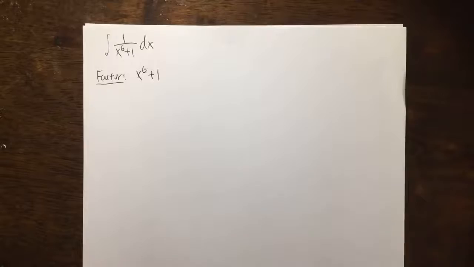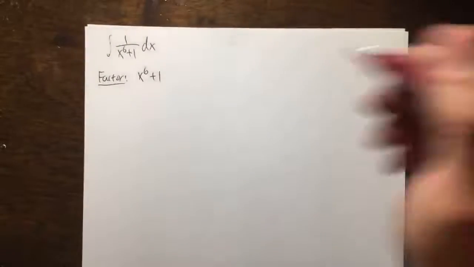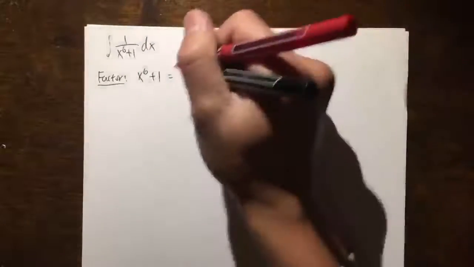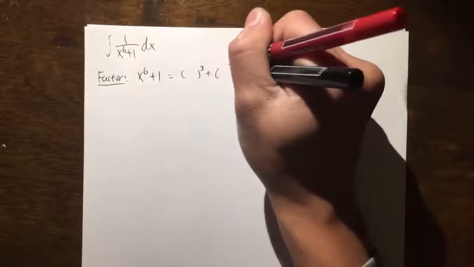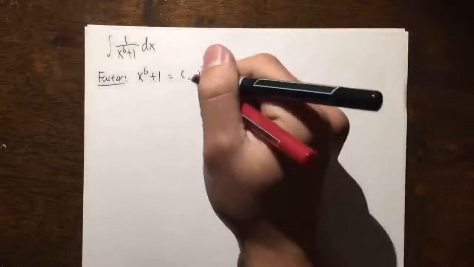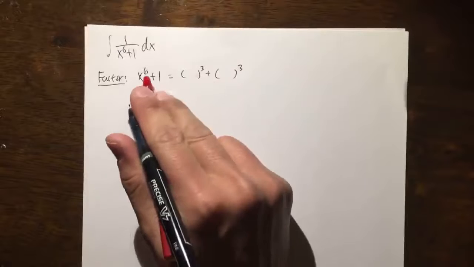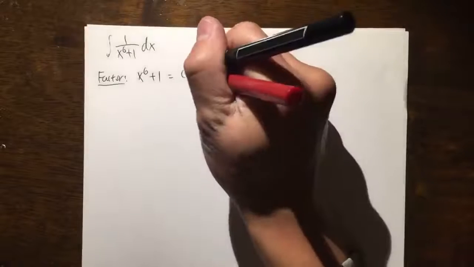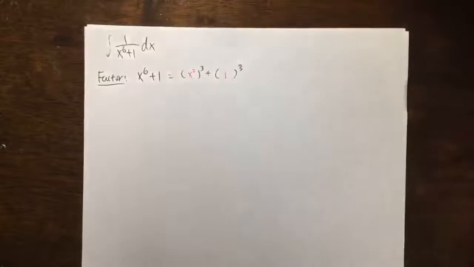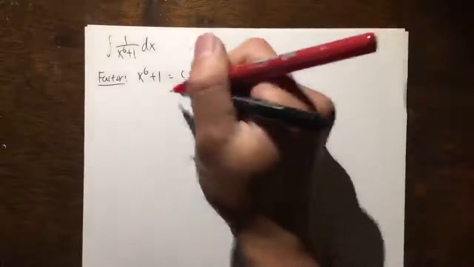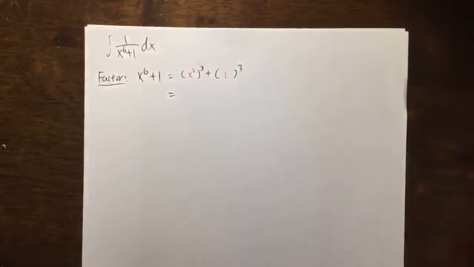Okay, thank you. Anyway, the first thing is that we will have to factor this guy out, x to the 6th power plus 1. And to do that, I will be looking at this as the sum of two cubes. The first thing is that I will have to write x to the 6th power as x squared to the 3rd power like this. And then I will look at the 1 as 1 to the 3rd power like this. And then I can use the sum of two cubes formula.